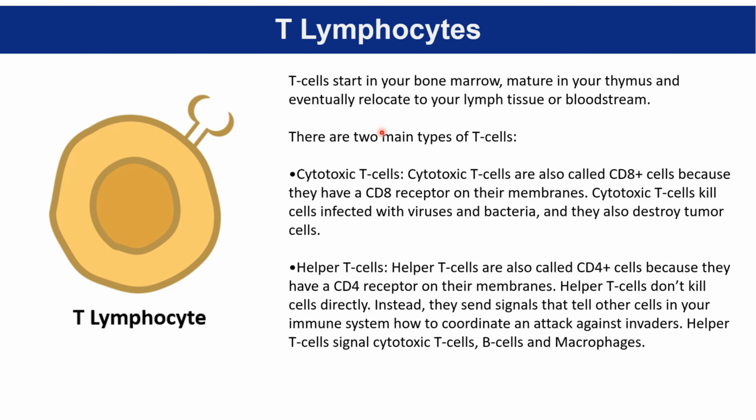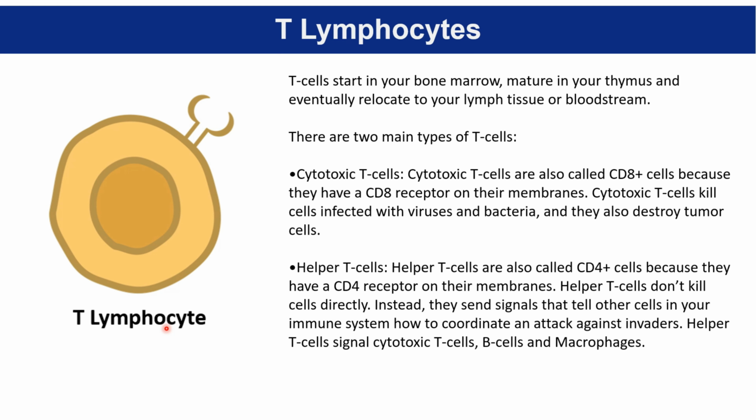So coming to the T lymphocytes, T cells are produced in the bone marrow, but later they mature in the thymus, and then they migrate to different systems like lymphatic tissues, and we can also find them in the bloodstream. The T cell can be divided into cytotoxic T cells and helper T cells. The cytotoxic T cells are CD8 positive cells because they have the CD8 receptor on their membrane. Their function is to kill cells infected by viruses or bacteria. They can also destroy tumor cells.